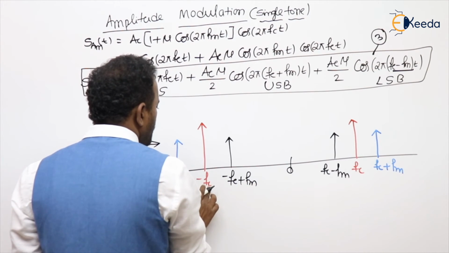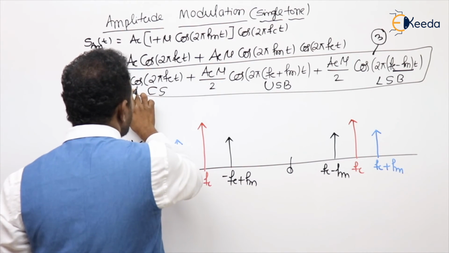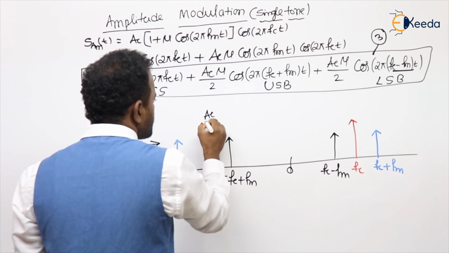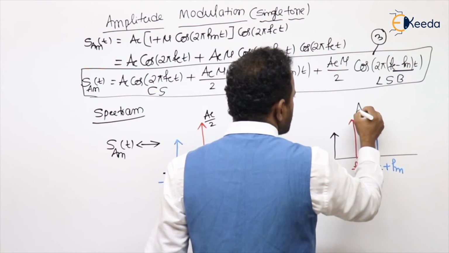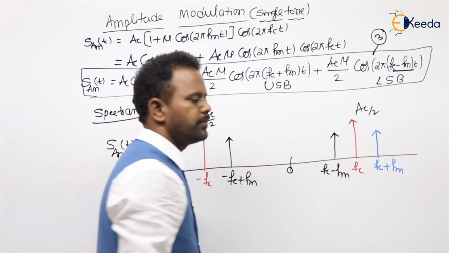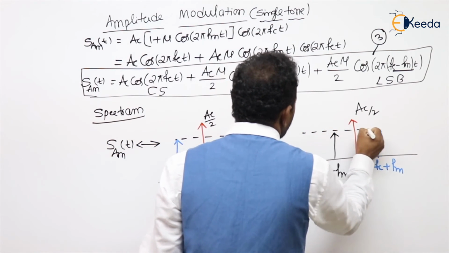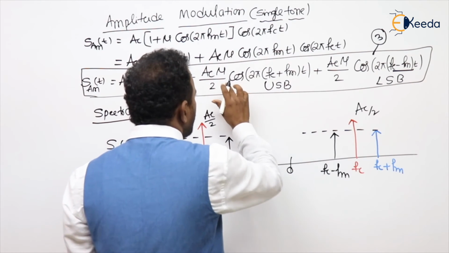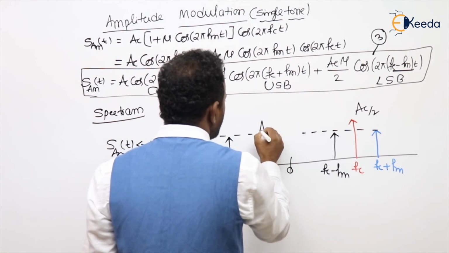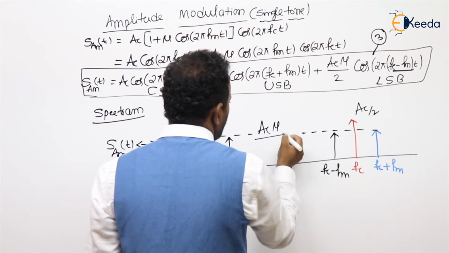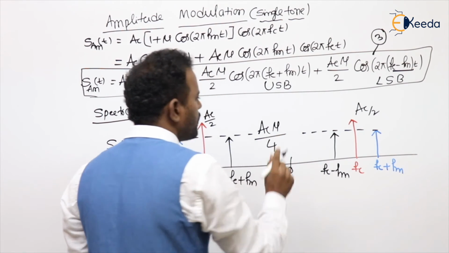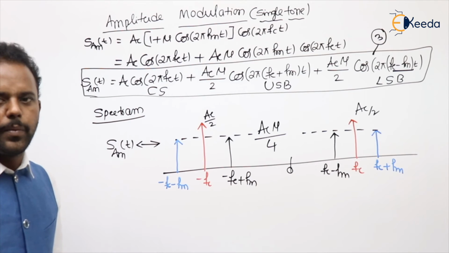What is the strength of the impulse I told? Take the amplitude, divide by 2. So A_C by 2, this is also A_C by 2. Whatever the remaining, all have the same strength. What is the strength of them? Take the amplitude, divide by 2. What is the amplitude? A_C mu by 2. Divide by 2 means A_C mu by 4. Got my point or not?